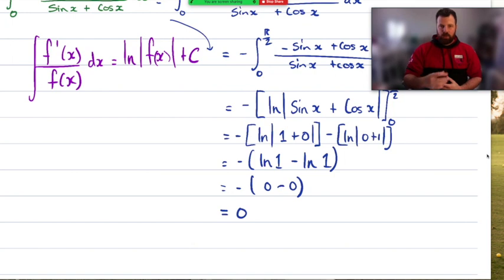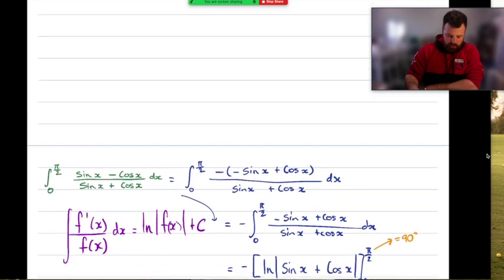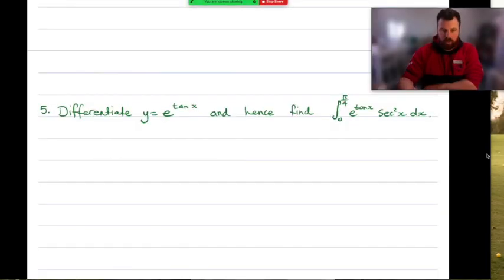Anyway, surprise, surprise, we've got a nice answer out of some exact ratios dealing with trigonometry. The key thing here was recognizing we've got a fraction and that the numerator is the derivative of the denominator. So that's a skill we're going to need to start to employ and look for on a regular basis. This is a typical question.